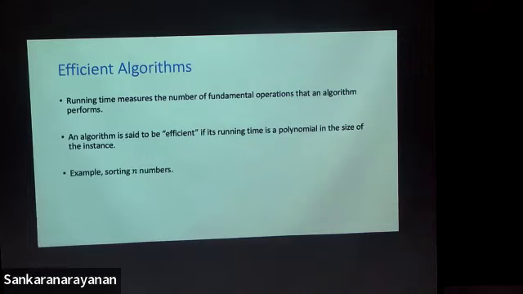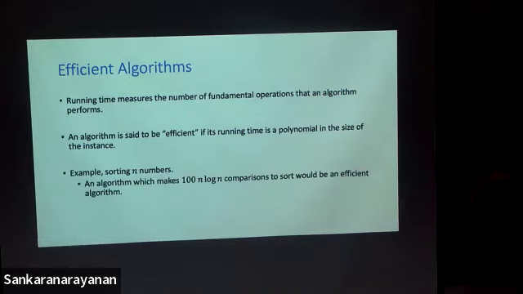Okay. So for example, what would be an efficient algorithm? If you want to sort n numbers, let's say they are given in an array, an algorithm which makes say 100 n log n comparisons would be an efficient algorithm, right? Because the number of comparisons, let's say you take two numbers and say whether the first one is bigger, the second one is bigger, or both are equal. So an algorithm which makes 100 n log n comparisons would be an efficient algorithm.